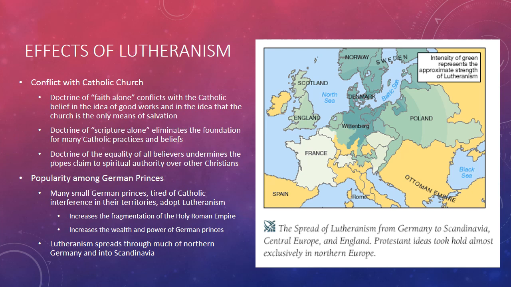One is that these German princes, who lived in tiny, disorganized little states all over Germany, were tired of the Catholic Church interfering in their territory. And this was one reason for them to adopt Lutheranism. Another reason was that these tiny states, which were often lacking funds, were able to increase their wealth by confiscating church lands. Both of these lead to an increase in fragmentation in the Holy Roman Empire and eventually lead to civil war between the northern Germans who have converted to Lutheranism and the southern Germans who remain loyal to the Catholic Church. In spite of this tension, Lutheranism spreads throughout much of Northern Europe, becoming especially popular in northern Germany and Scandinavia.